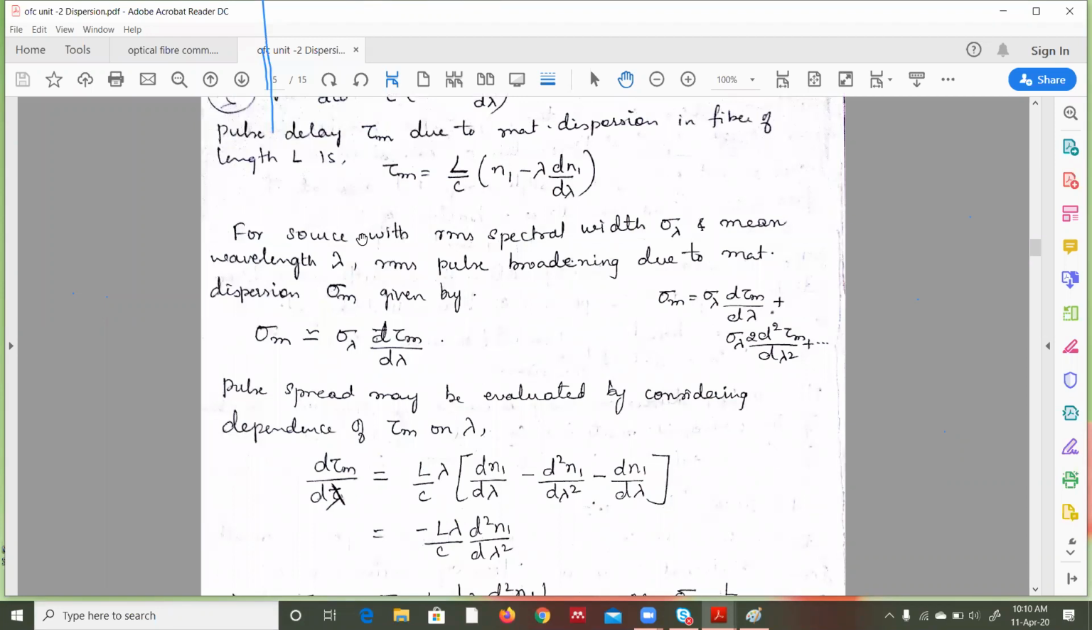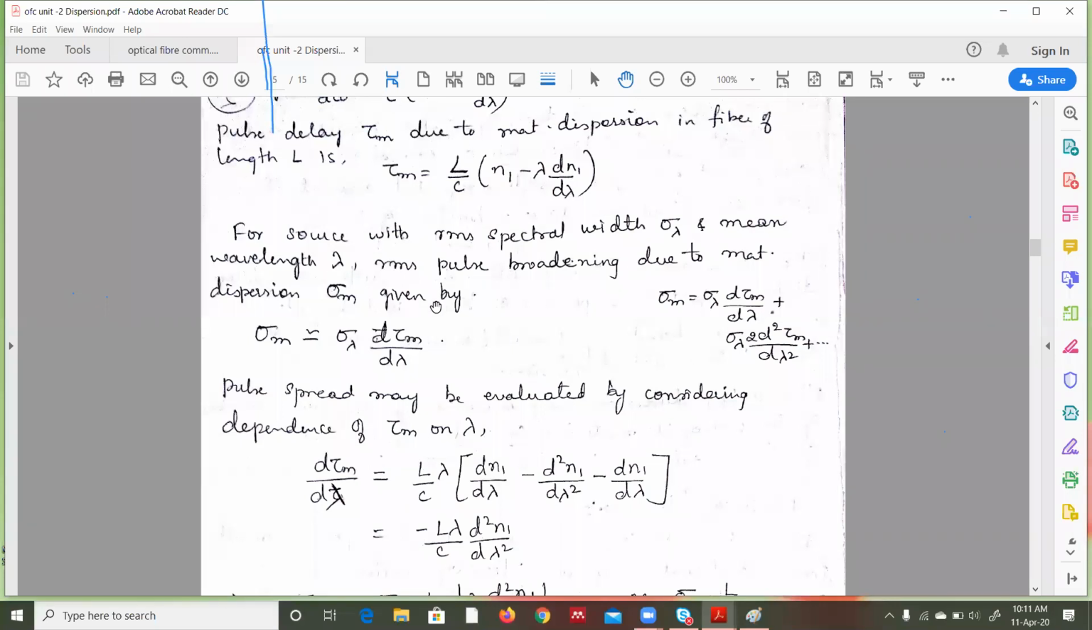Coming back to the source concept, we can have a laser source or an LED source, both of which will emit light as an output. So for an optical source which has an RMS spectral width, represented by sigma sub x lambda. Spectral width is nothing but the width of the light that is emitted from the optical source, which we call the RMS spectral width. That is represented by sigma sub x lambda, and the mean wavelength, the wavelength at which the source is emitting the light, is called lambda.